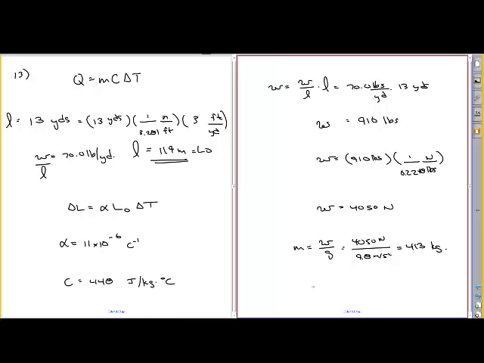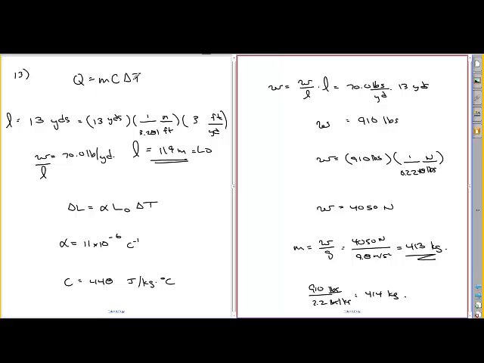Now, a short way of doing it is there are 2.2 pounds per kilogram, so we could just take 910 pounds divided by 2.2 pounds per kilogram. So we take 910 divided by 2.2, and we get 413. That's going to get the same number. So that's the quick way of doing it. Actually, it's 414. So we'll take this one.